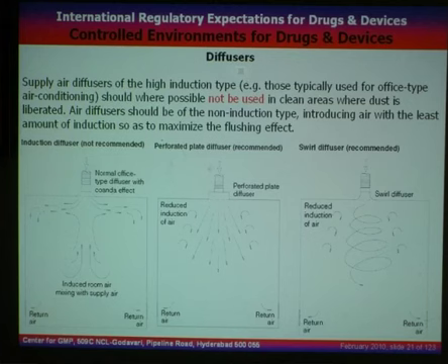Now in the terminal filter, you have different types of diffusers. Which diffuser is right and which diffuser is wrong? Let's have a look. Supply air diffusers of the high induction type, for example those typically used for office type air conditioning, should where possible not be used in clean areas where dust is liberated. Air diffusers should be of the non-induction type, introducing air with the least amount of induction so as to maximize the flushing effect. Now, what is the meaning of this induction?